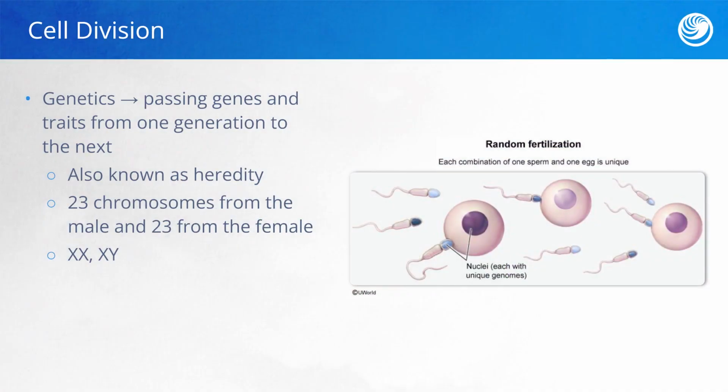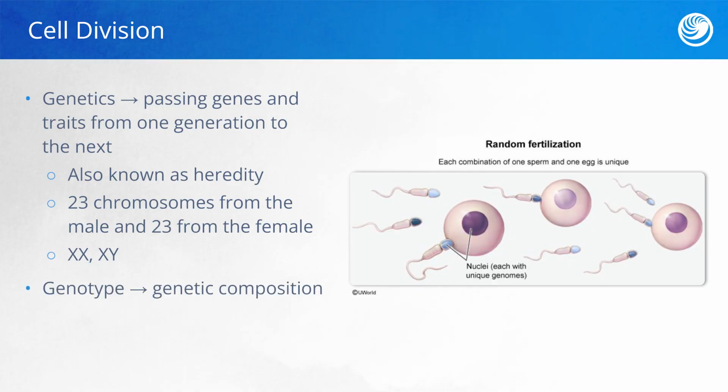These paired chromosomes include the sex chromosomes, or the X and Y chromosomes. The first X chromosome is inherited from the female, while the second X or Y is inherited from the male. Two inherited X chromosomes determine female sex, while an X and a Y chromosome determine male sex.